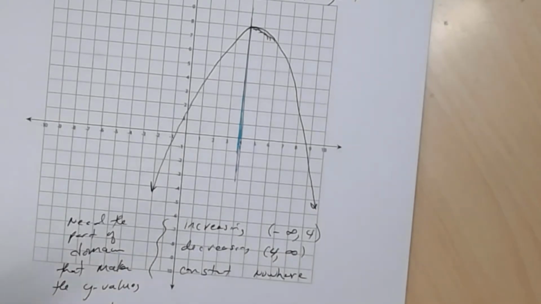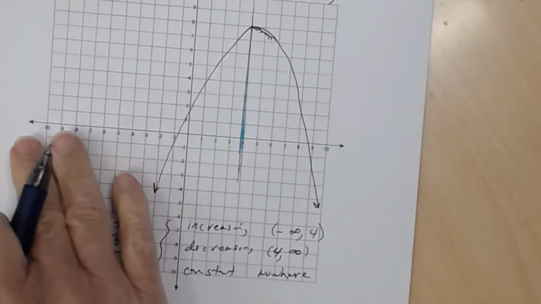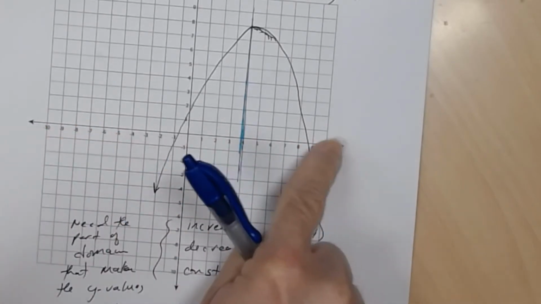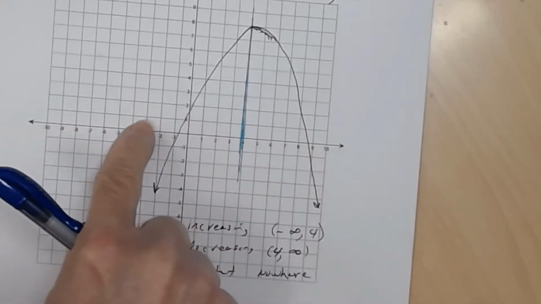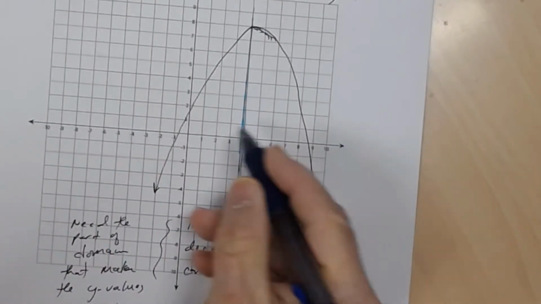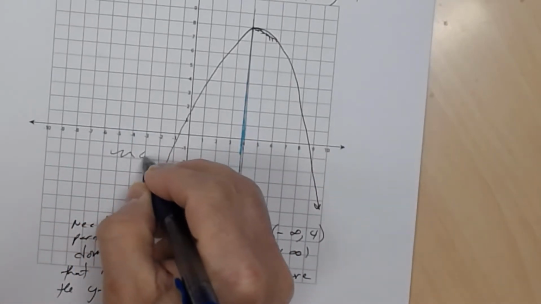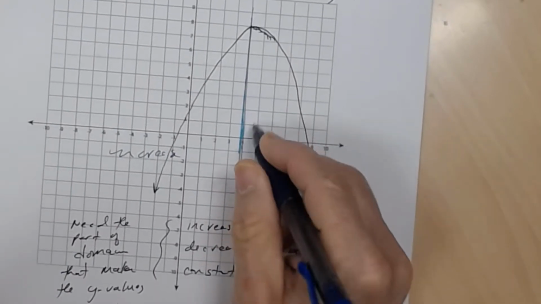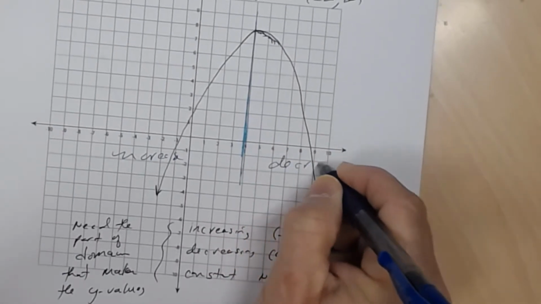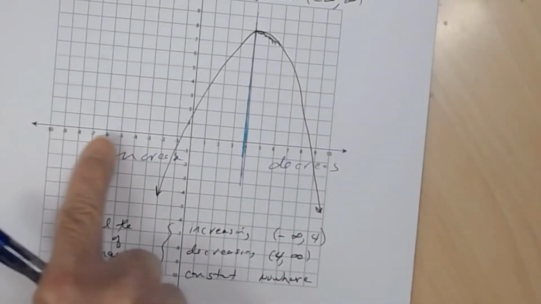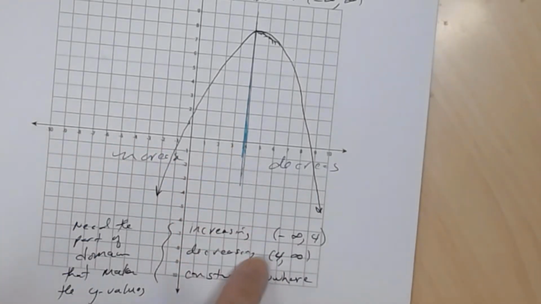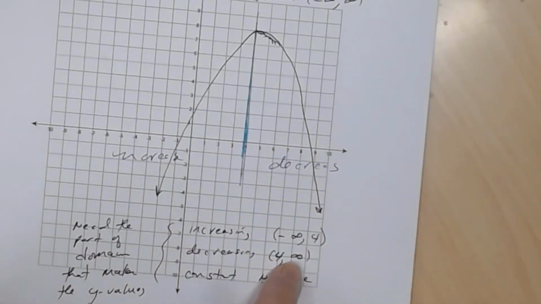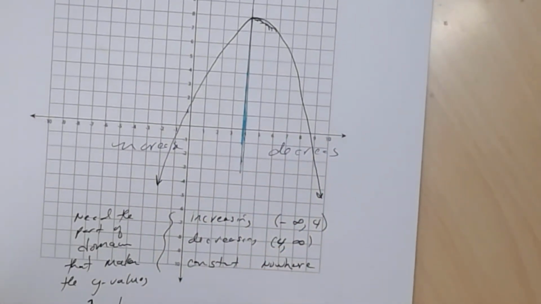So notice what happened in this interval. See this blue line that I drew here? It divided the x-axis into 2 intervals, right? So from here to here, it increased, and then on this side of that blue line, what happened? It decreased. And so notice from negative infinity to 4, it increased, and then from 4 to infinity, it decreased, and it wasn't constant anywhere. Okay?